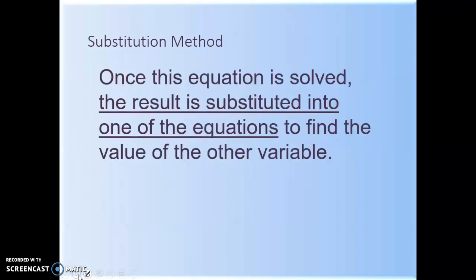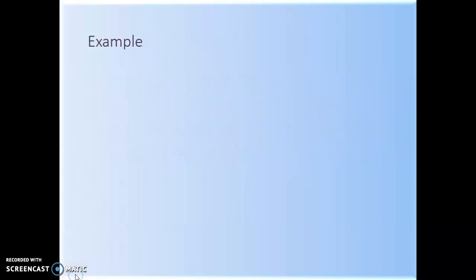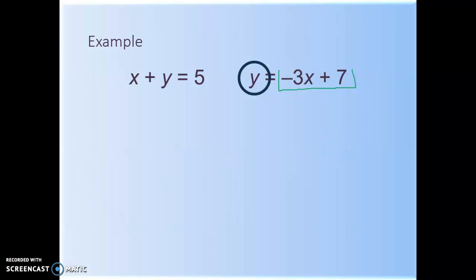Once this equation is solved, the result is substituted into one of the equations to find the value of the other variable. I think this will make more sense once we see it in action. So let's take a look at an example. I have two linear equations, x plus y equals 5, and y equals negative 3x plus 7. As you can see, we already know the value of y. The value of y is negative 3x plus 7. We can substitute that into our first equation where we don't know the value of y.